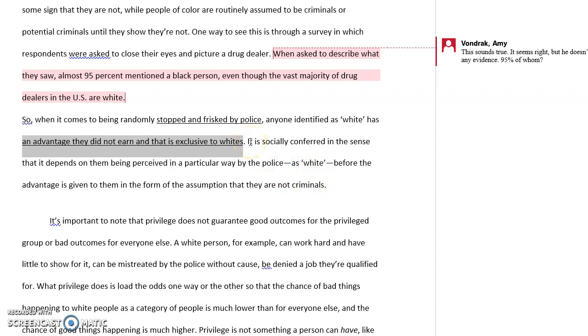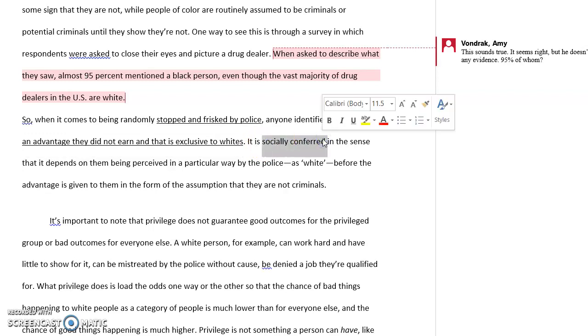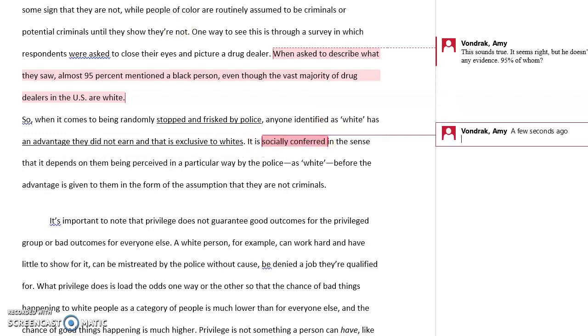So this is something like, I wish we were in class. I would really want to talk about this. What does socially conferred mean? That means something given to us by society, right? So society sees somebody, a cop sees somebody, identifies that person as white.